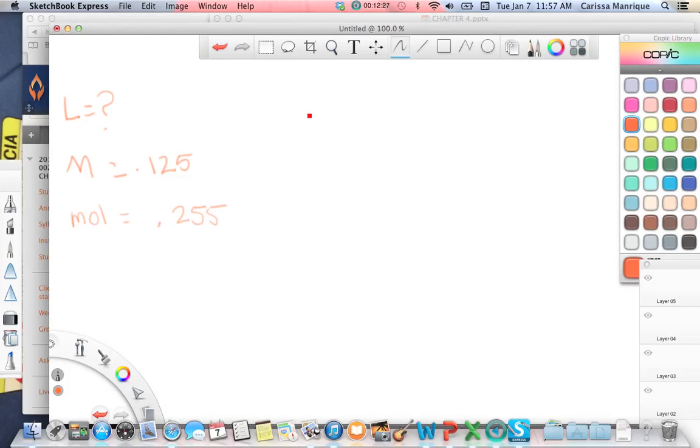Okay, well, recall molarity is moles over liters. So we know our molarity, 0.125. Our moles is in moles, so that's good. We don't have to convert anything, so that's 0.255. And we're trying to find liters. So now we're just going to cross multiply. We're going to bring liters over here so we don't have a fraction. So that'll be 0.125 liters equals 0.255.